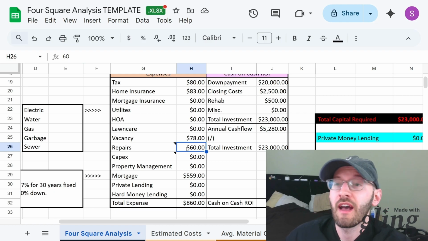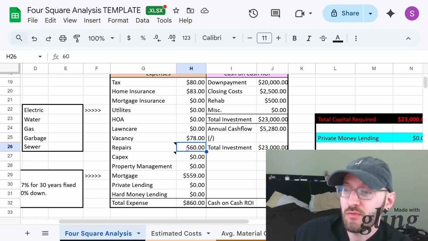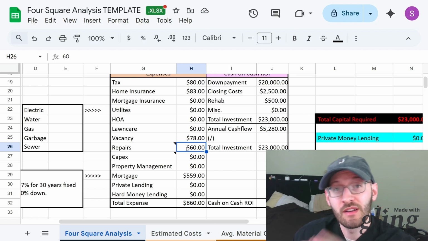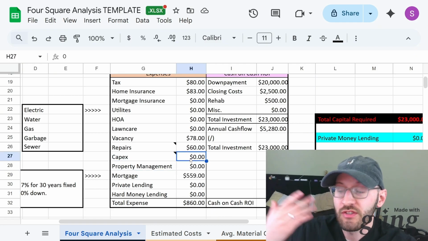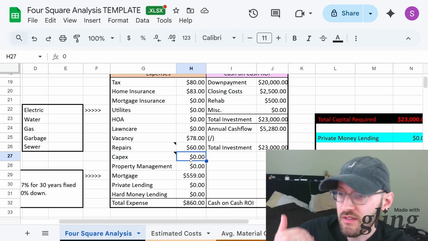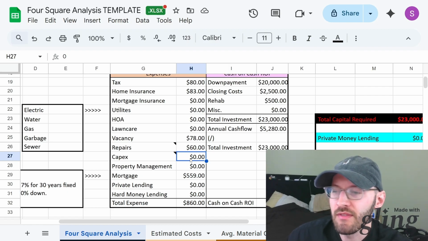If you want to have more buffer, then please add more buffer. If you just want to go willy-nilly and do 0, then good luck. It's going to come bite you later. CapEx should not be 0 because eventually the roof will cave in or have problems. Eventually the siding, or your tenant's going to destroy it. I'm going to put this number not at 100 because the house is rather small. So I'm going to do maybe 65, 70, 80, something like that. Let's do 75.